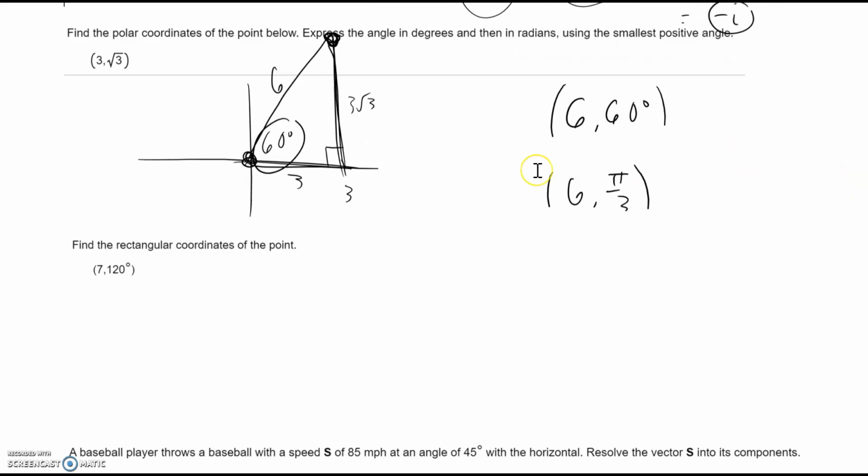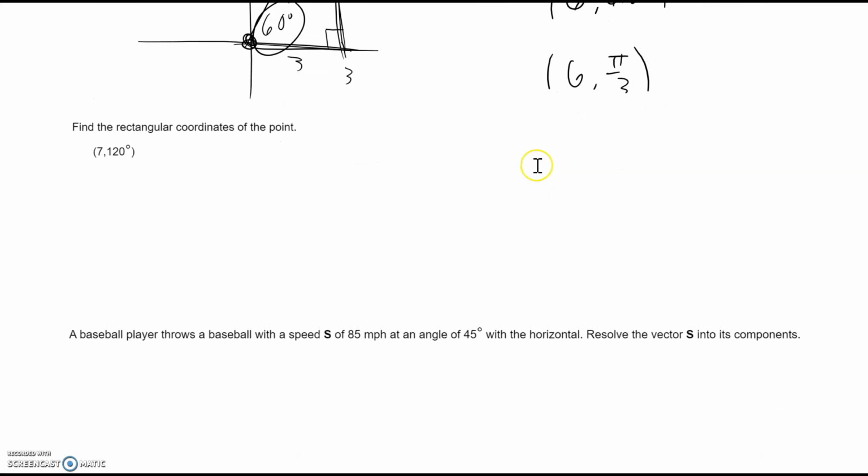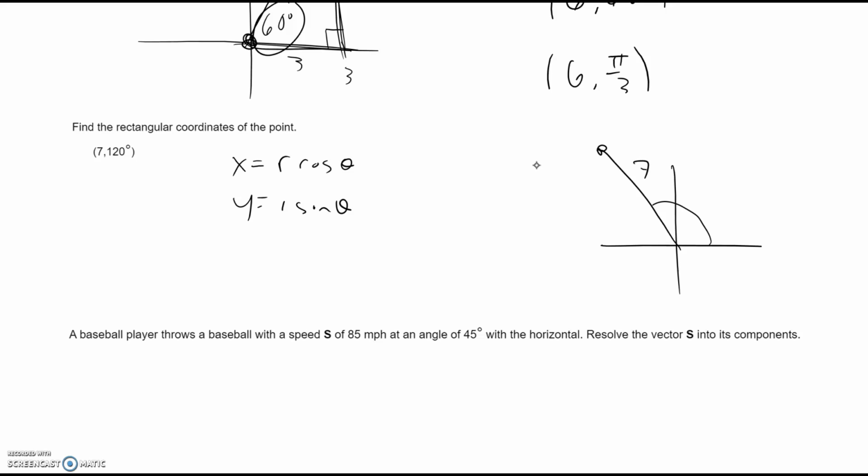And then we're going to go backwards here. If you want, you can use your formulas here because x equals r cosine theta, y equals r sine theta. Or you could approach it the same way we did by drawing a picture. 120 would be here. And you can just figure it out from your picture that this is a 60-degree angle, right?